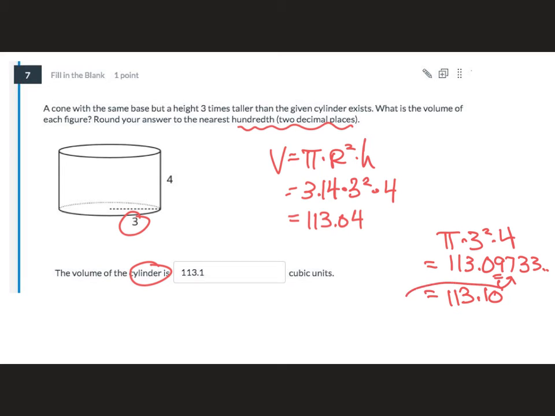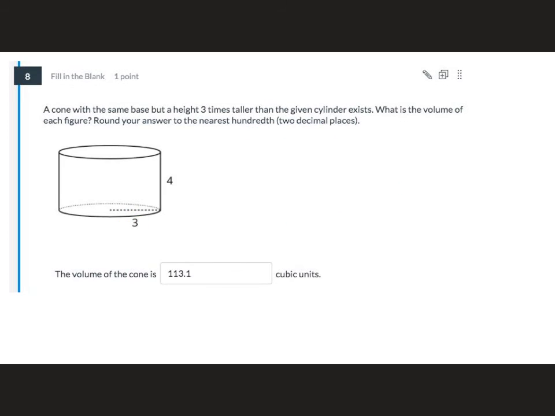That's the reason why we have this answer, not 113.09, is because it's the rounding issue. We're rounding it to the nearest hundredths place, which is 2 decimal places. All right, so now let's talk about the cone.